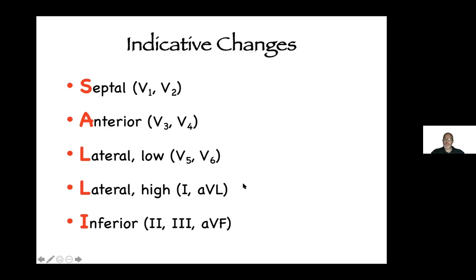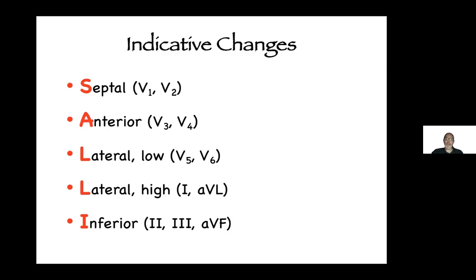I look at those two lead configurations independently of each other, because even though it's not that common, some patients can have an isolated high lateral STEMI, which means they may have some ST elevation in 1 and AVL, but when you look in the low lateral leads, V5 and V6, there's actually reciprocal ST depression. And I actually have an EKG to show you folks of exactly that.